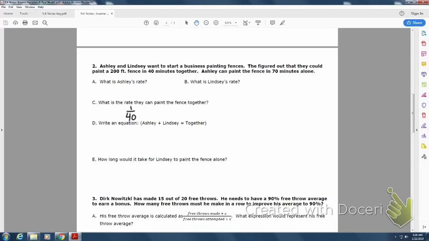Ashley can paint it in 70 minutes. How long would it take Lindsay to do it herself? Okay, so this is a little different in that they give us the together and they're asking for one of the alones. But the process is going to be the same.